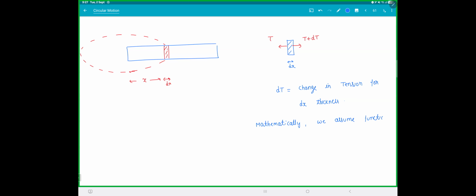Whatever I'm teaching you now is not only about this problem. Tomorrow, when we do different problems, we get pressures, electric fields, magnetic fields. The idea is all the same: the integration, the way we are taking elements, is the same. We assume functions are increasing, that is, T increases with x. So that's why I have taken T plus dT.